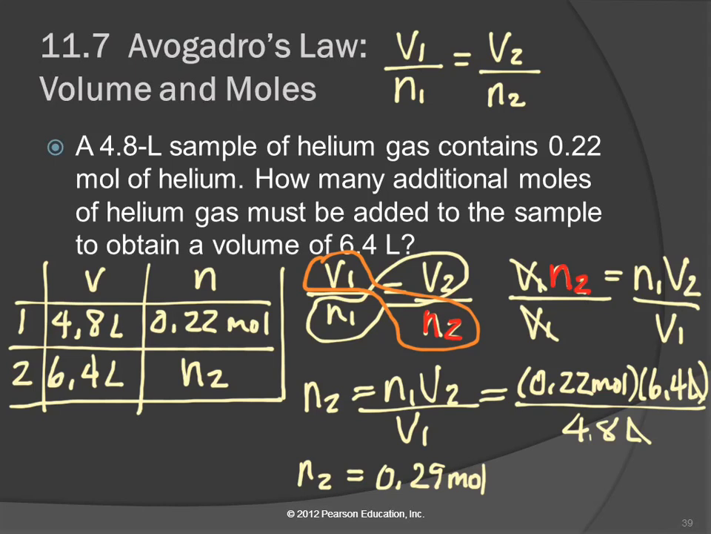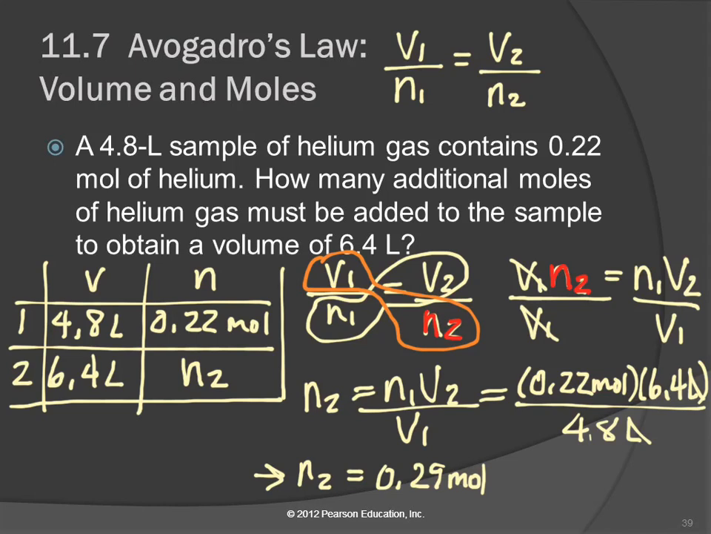So it's a 4.8 liter sample, and it has 0.22 moles. We want to put some helium into it. Maybe it's a balloon. We want to put some helium into it to make the volume larger, so it's 6.4 liters. They're not asking what's the total number of moles. They're asking how much do you have to add. So how do we find that out? We subtract. This is the total number of moles in that new sample, and so we subtract what we originally started with. Let's do that over here, maybe in a different color.